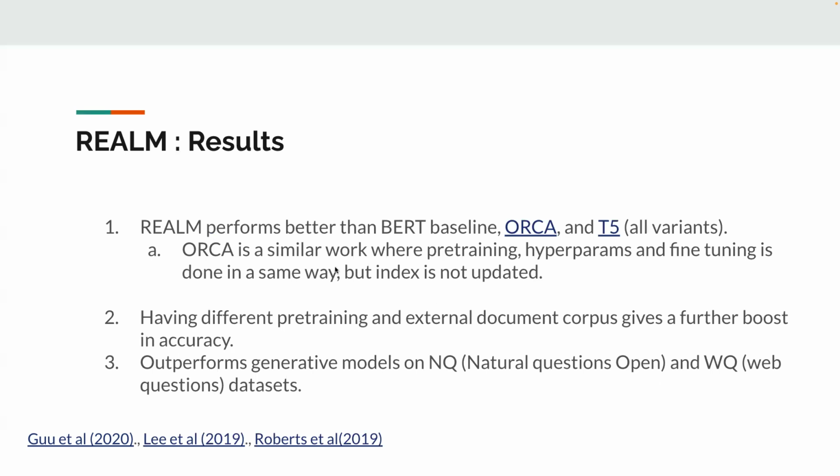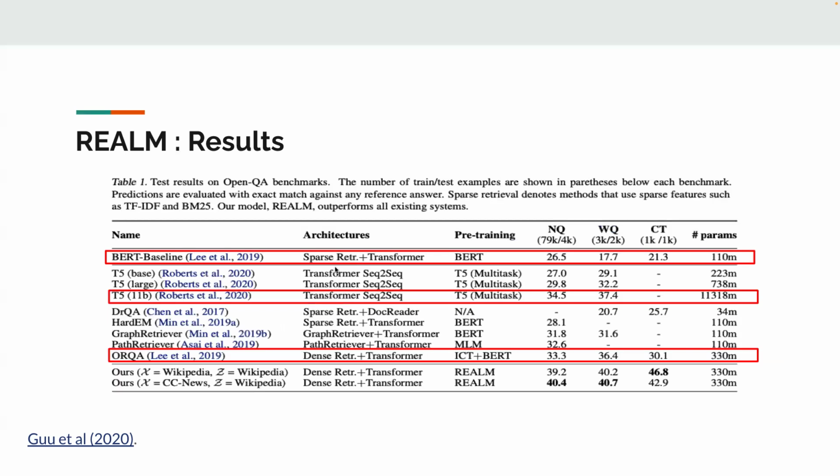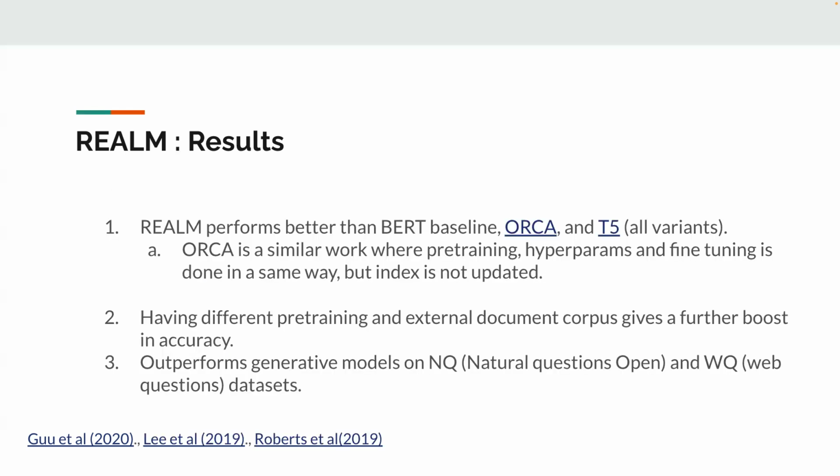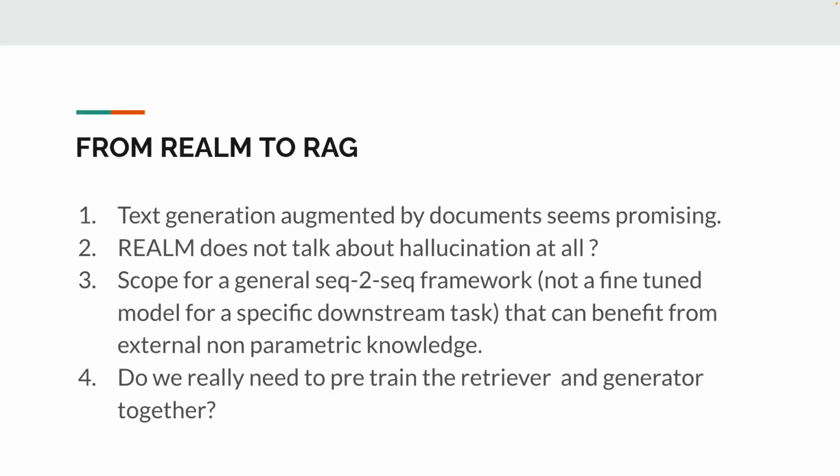Yeah, so this is what I just explained. You have your ARCA, which is sort of the comparison baseline for this REALM model. And then having different texts for pre-training and external document helps increase the accuracy as well. Now, that was the REALM model, and we can get to the actual Meta RAG model, right?